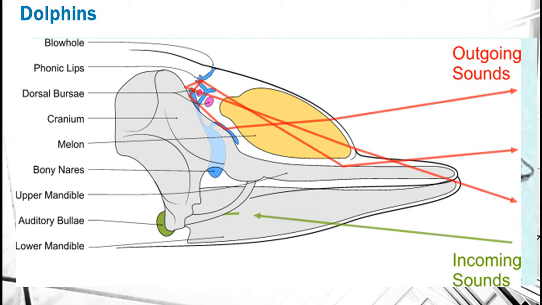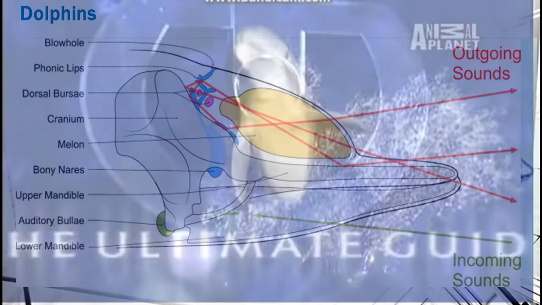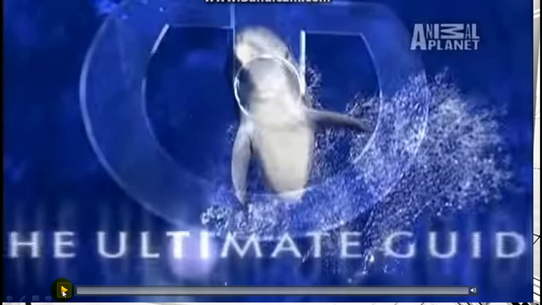Pretty cool. And then when it bounces off whatever the prey is, the waves are picked up in its bottom jaw. All right, and then we have this cool part, the auditory vesicle right here, that receives those and interprets them. I think I have a video that'll help us to understand it a little better.